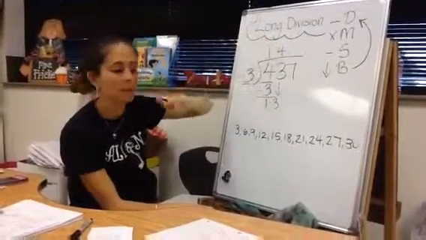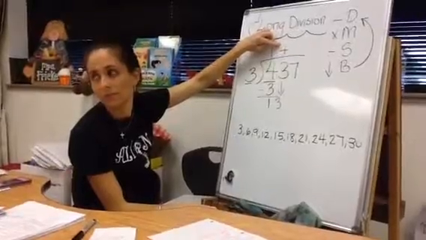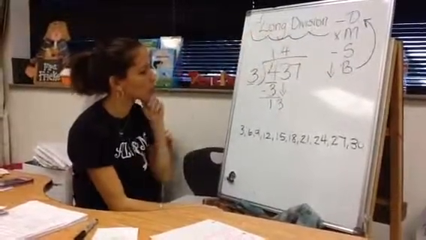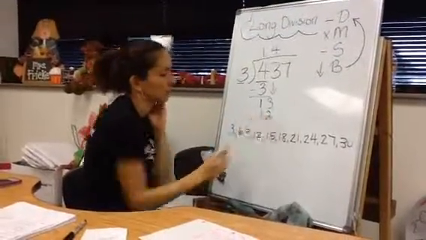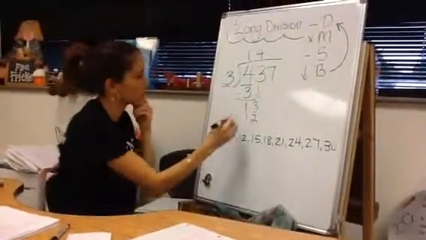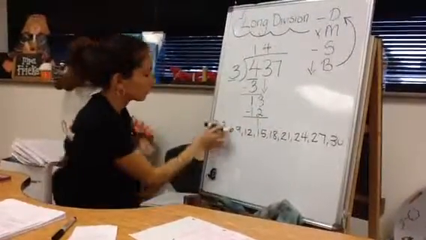Skip count by your 3s 4 times. 12. 3 times 4 is 12. Where's 12 go? You got it. Awesome. Then you subtract, and what do you get? 1. You get 1. Okay?